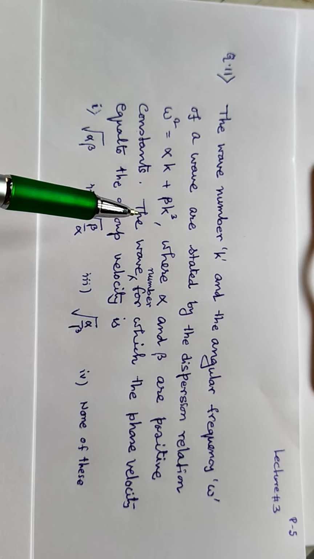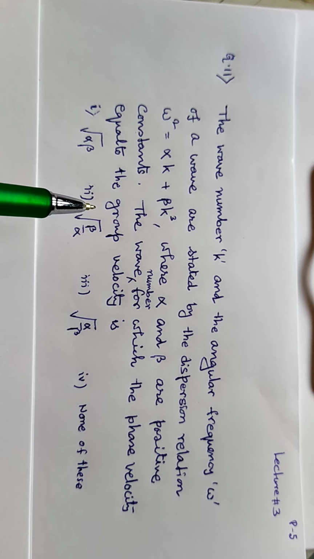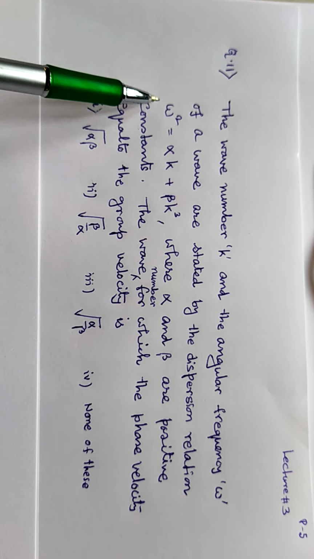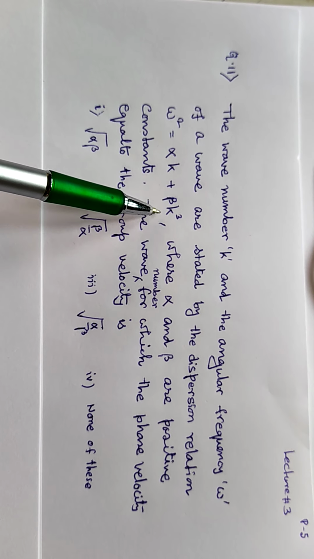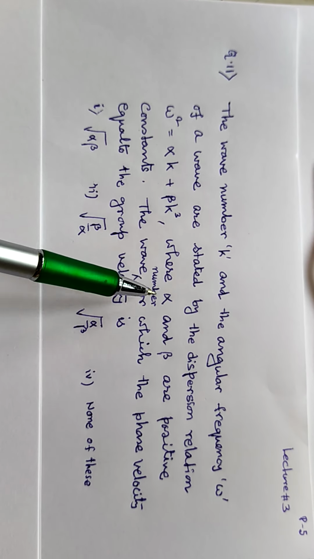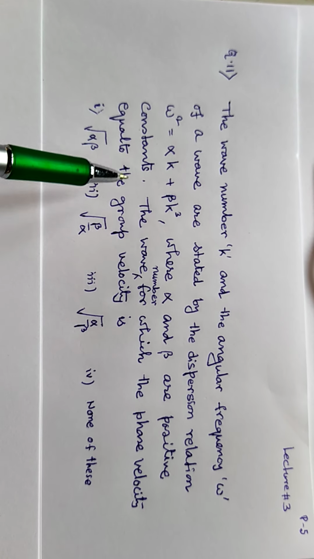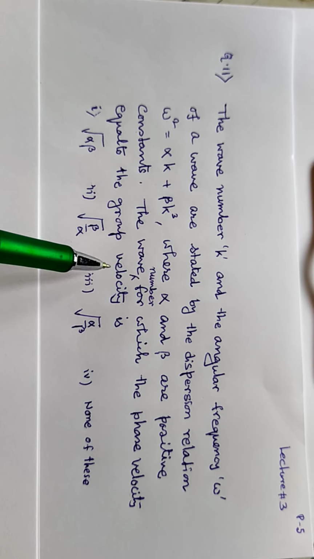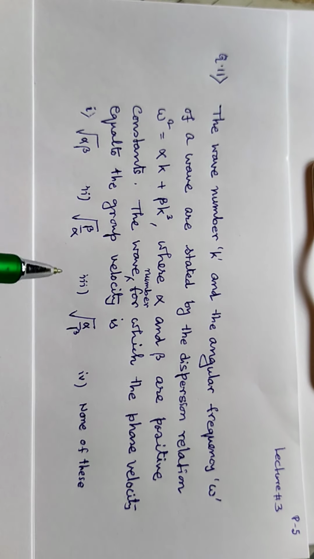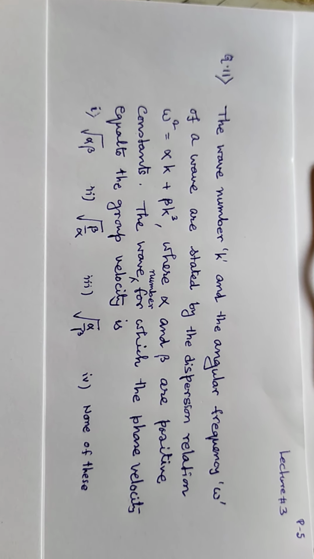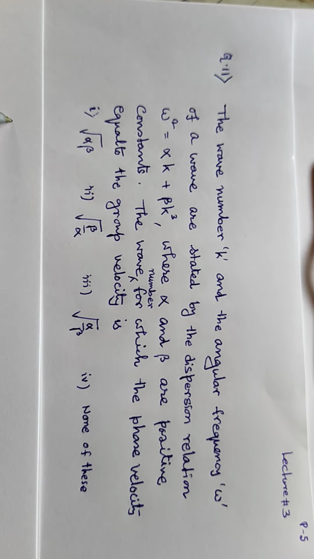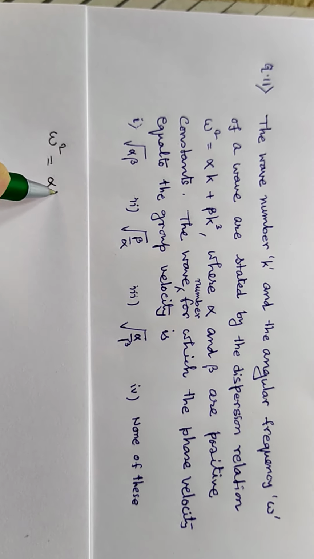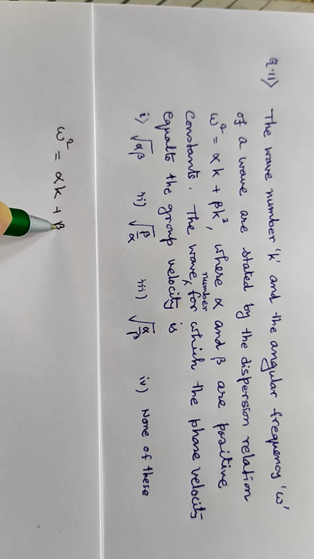The wave number k and the angular frequency omega of a wave are related by the dispersion relation omega square equals alpha k plus beta k cube, where alpha and beta are positive constants. The wave number for which the phase velocity equals the group velocity is, there are 4 options. This is a very simple problem. You are given the dispersion relation omega square equals alpha k plus beta k cube.